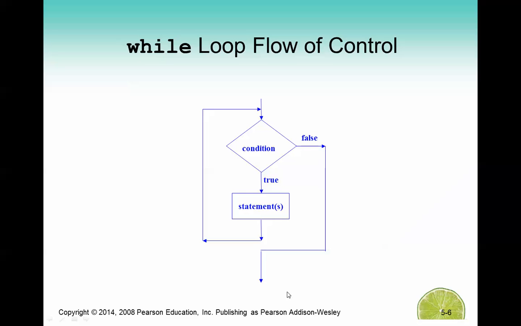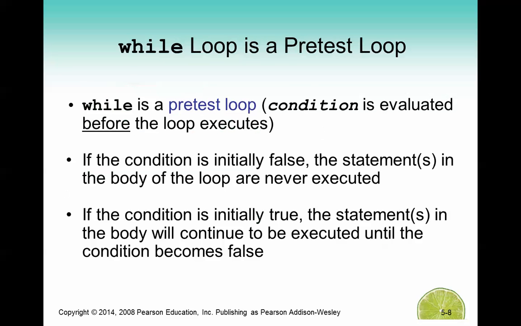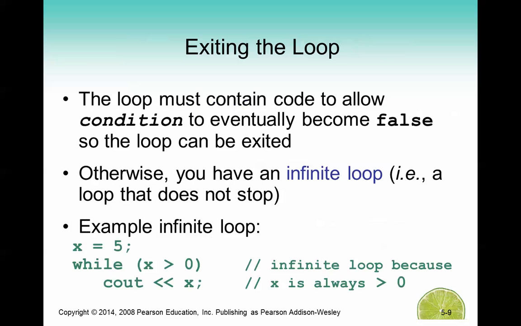So we have three options. One option is the statements are going to be executed X number of times. Second option is the statements never execute, and I'm referring to the statements inside the body of the loop. And the third option is we have an infinite loop where the condition is never false. So that means we're always going to go inside the body of the loop. So we have those three. It's called a pretest loop, like I mentioned.